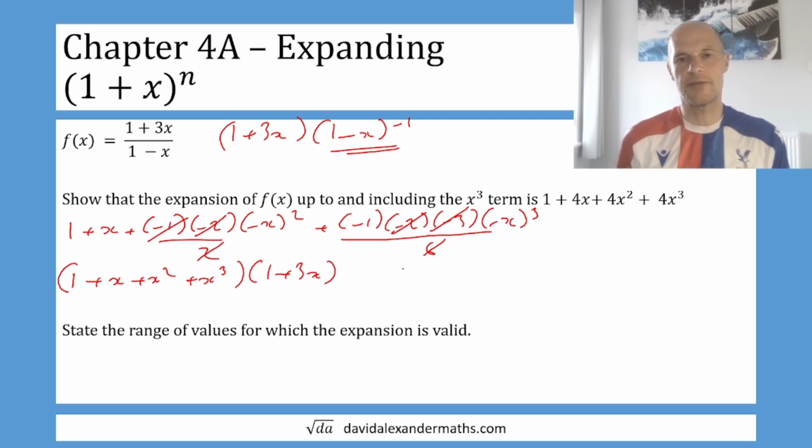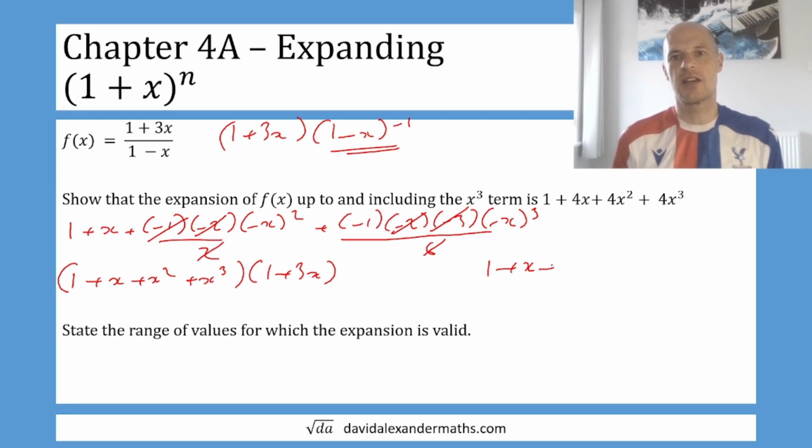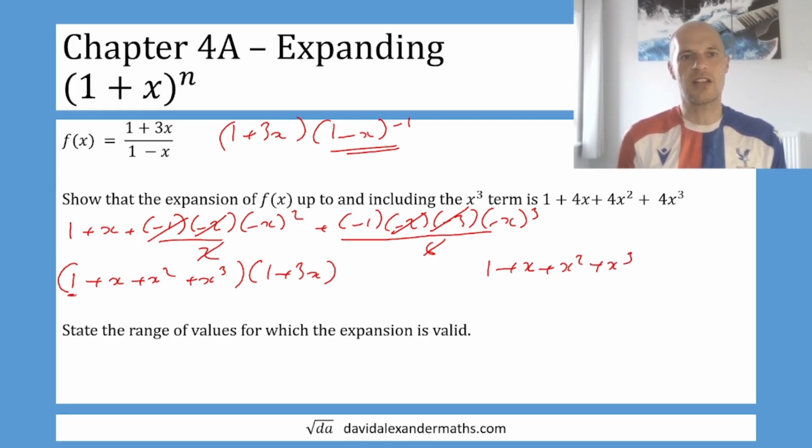If I multiply it first of all by 1, that's nice and easy. That's just going to be 1 plus x squared plus x cubed. Now multiplying by 3x, 1 times 3x is 3x. x times 3x is 3x squared, and x squared times 3x is 3x cubed. I've also got 3x to the 4, but I'm only going as far as x cubed.